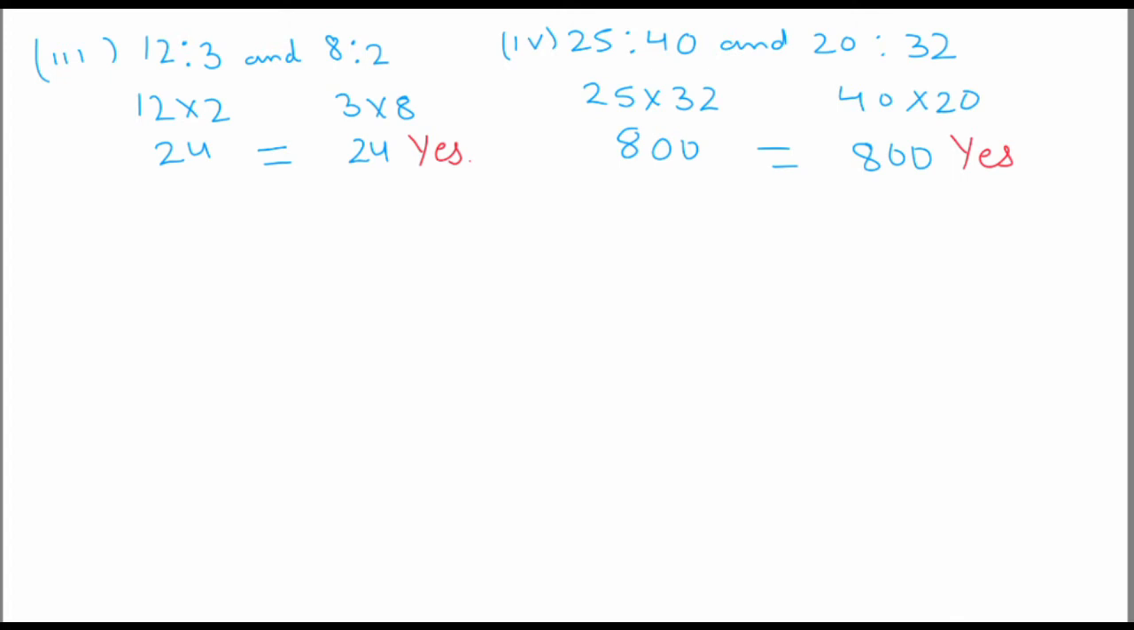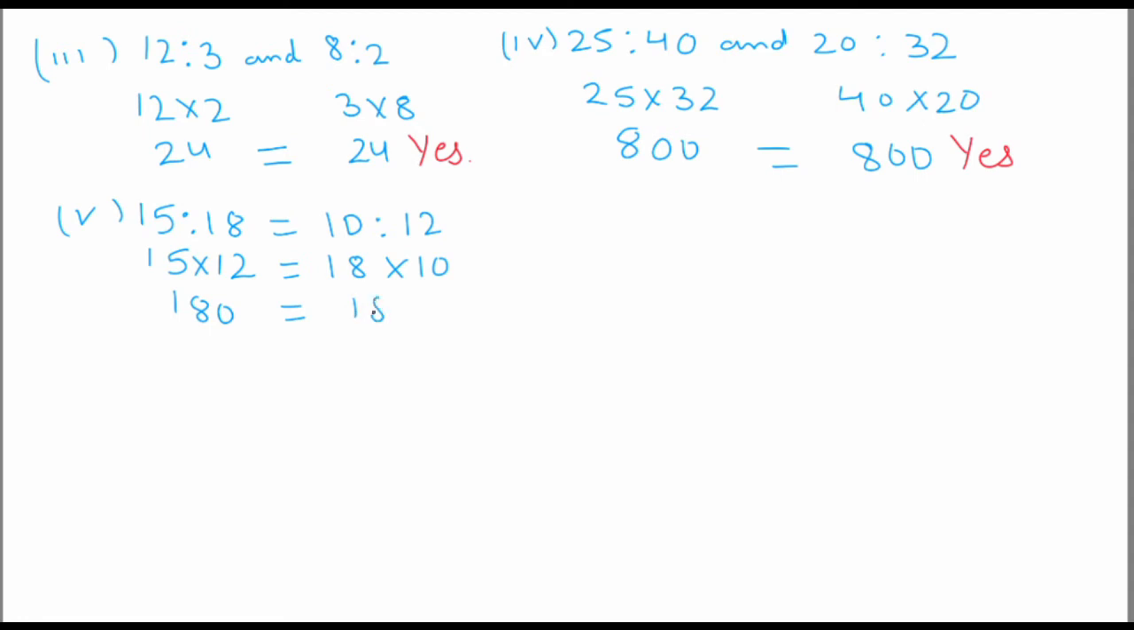Coming to the fifth question, it is 15 over 18. We can take it as a ratio, better, equals 10 over 12. So 15 and 12 are the extremes, whereas 18 and 10 are the means. When we multiply both of them, we will get 180.